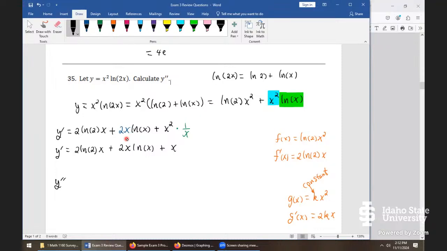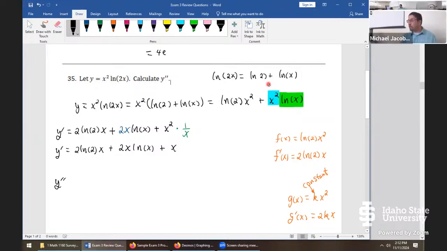I have a question. Why is it that it's natural log 2 times x squared, but on the second half of that it's x squared times natural log of x? Why do we use the product rule for that second part, but not the first one? Oh, that's a great question.